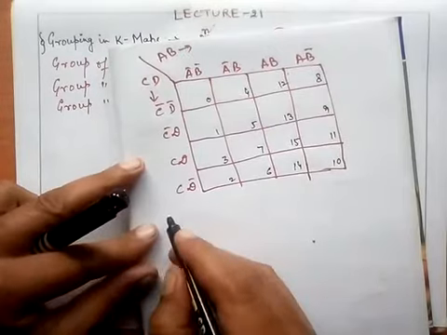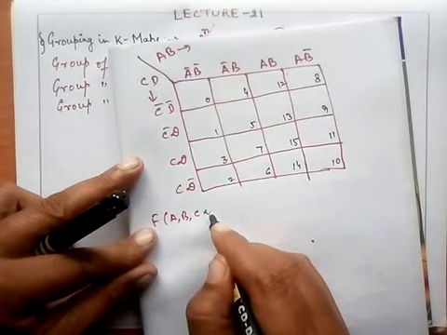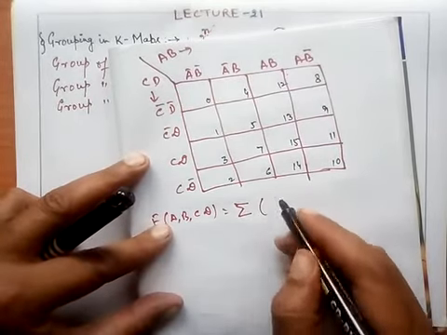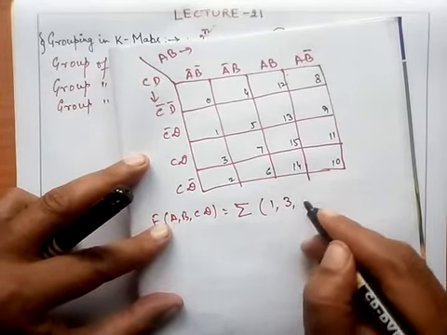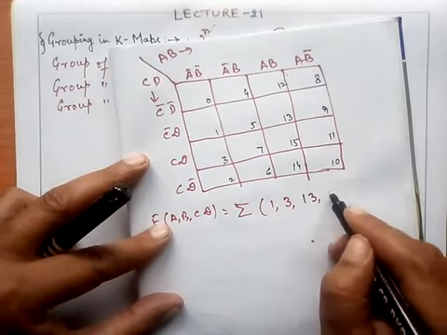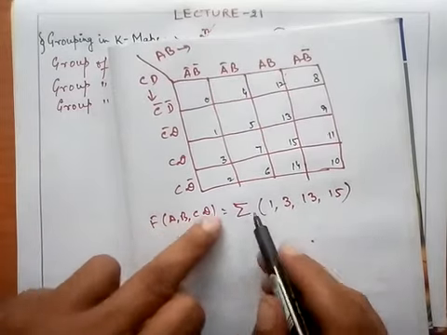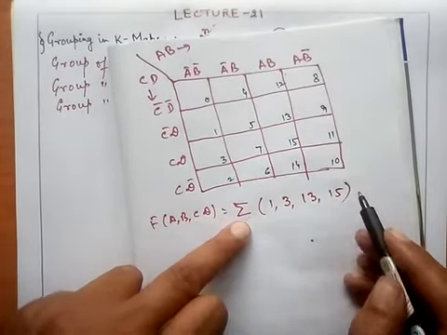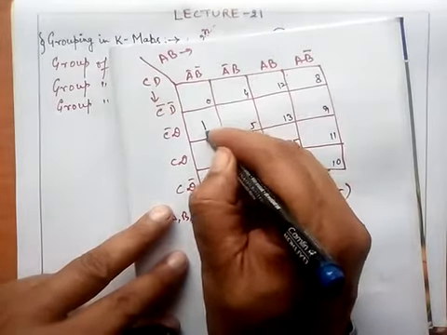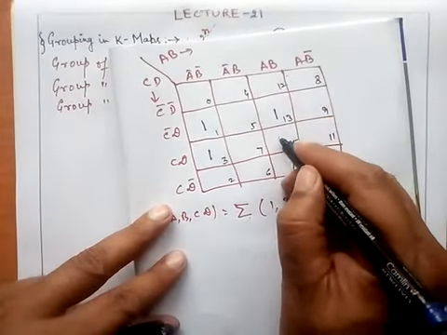Suppose I say simplify this f, which is a function of A, B, C, D, is equal to summation 1, 3, and let's take a small problem, 13 and 15. That's all. So very first thing, it is a sum of minterms. So first thing, I substitute a 1 on these positions. This is 1, this is 3, and this is 13 and 15.